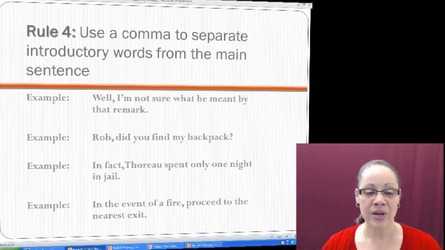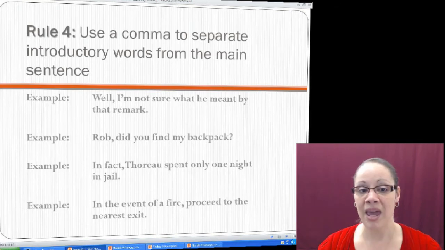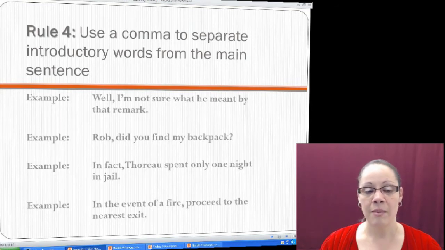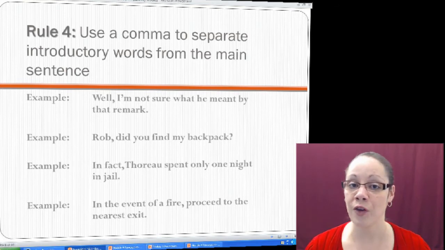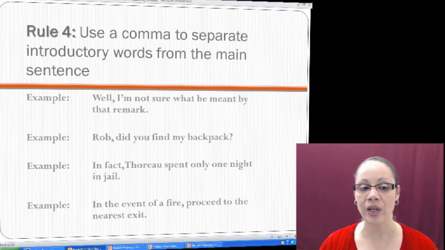The third example: in fact, that's my introductory words that I'm introducing my main sentence with. Thoreau spent only one night in jail. Because I have the words in fact, which, if you remember correctly, is a prepositional phrase. Yes, prepositional phrases can be two words. It introduces the independent clause, so I have to have a comma right before that independent clause. And you learned that when we dealt with the other module about run-ons, how to identify and correct run-ons. I actually showed you that particular rule.